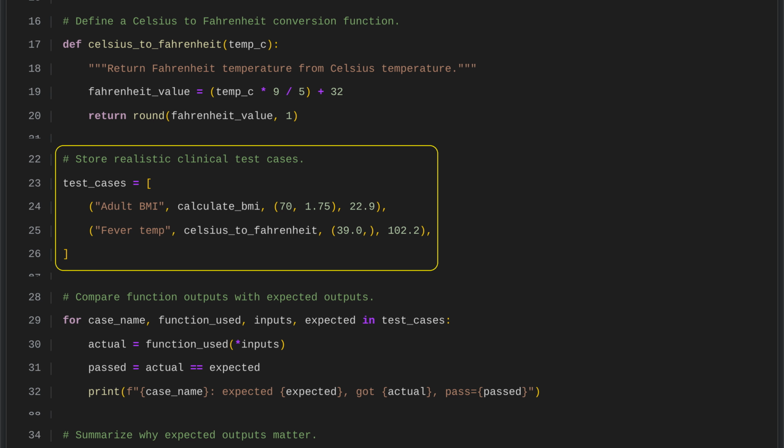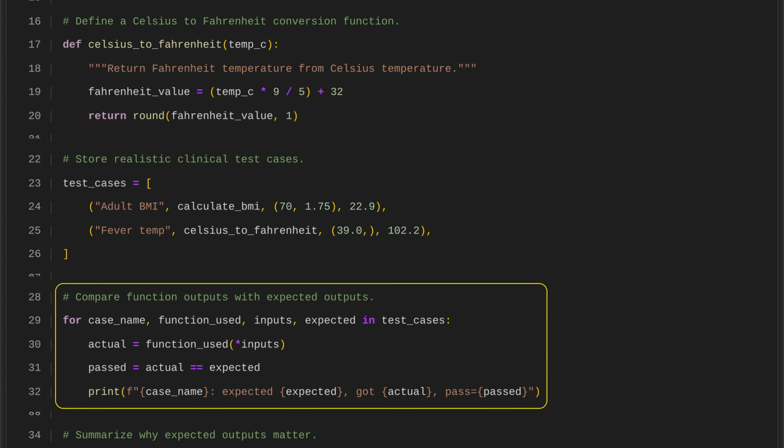A set of test cases is created to check 2 clinical calculation functions. One case verifies that the body mass index calculation for a 70-kilogram adult who is 1.75 meters tall returns 22.9. Another checks that converting 39 degrees Celsius gives 102.2 degrees Fahrenheit. Together, these tests help confirm that the clinical calculations produce reliable, expected results.